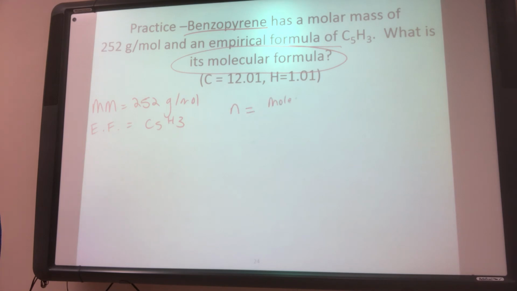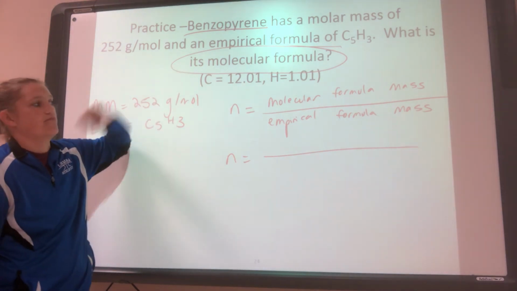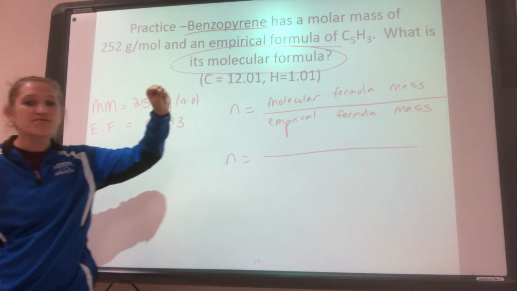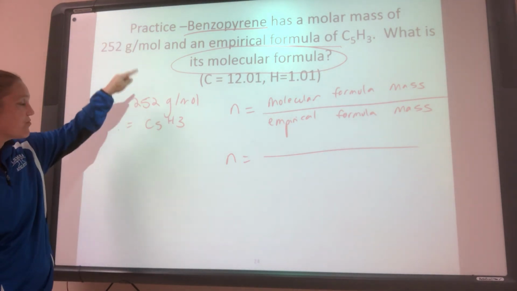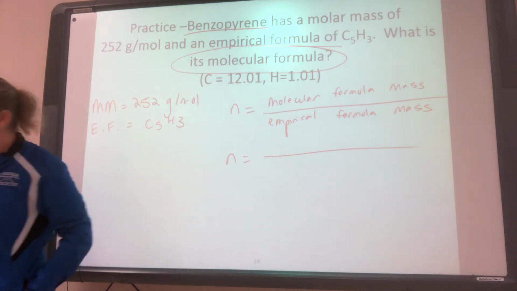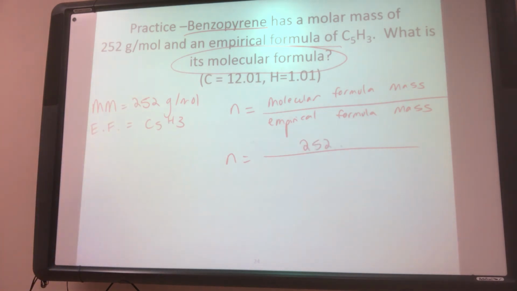So how do we find n? N was the molecular formula mass divided by the empirical formula mass. So then we have to say, okay, well, where's those numbers? So the molecular formula mass, if I had the formula, I could just add it up. But if I had the formula, I wouldn't need to do the problem. So the molecular formula mass has to be something given to you in the problem. And so that's what this is. The molar mass of benzopyrene, this is the molecular formula. So they have to give me this number. So they have to give you that number in the problem, or you can't do it.